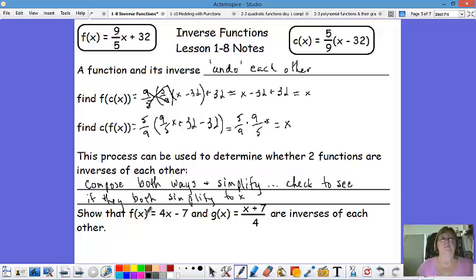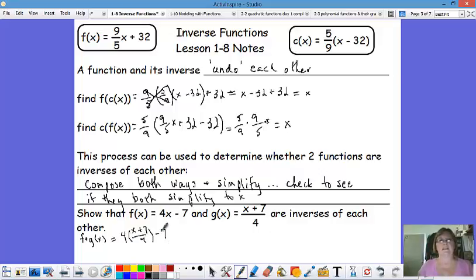So this says that we're supposed to apply that, I think. We're going to show that f of x equaling 4x minus 7 and g of x equaling x plus 7 over 4 are inverses of each other. So the process says you compose both ways. I'm going to do f of g to start with, f of g of x, and that means I'm going to put the g function in place of x in this one. So I'm going to have 4 times whatever was in g of x, that's x plus 7 over 4, minus 7. And do the work.